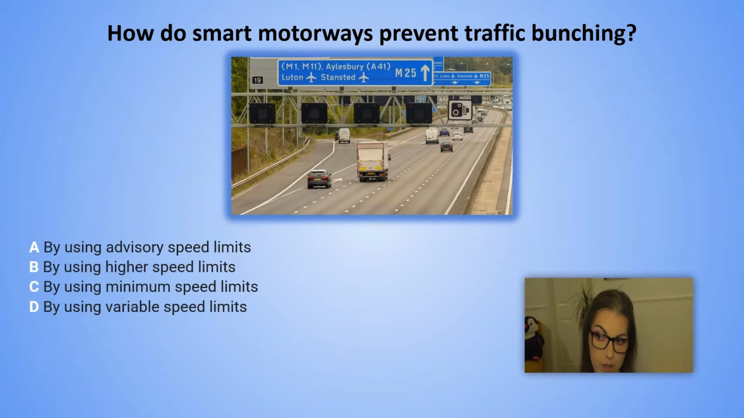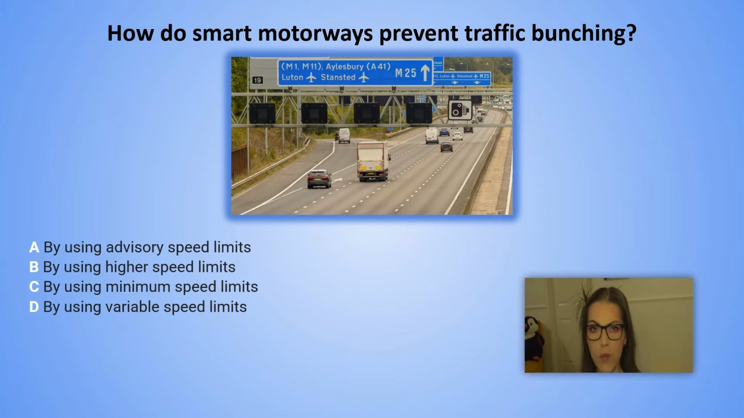Next question. How do smart motorways prevent traffic bunching? A. By using advisory speed limits. B. By using higher speed limits. C. By using minimum speed limits. Or D. By using variable speed limits.